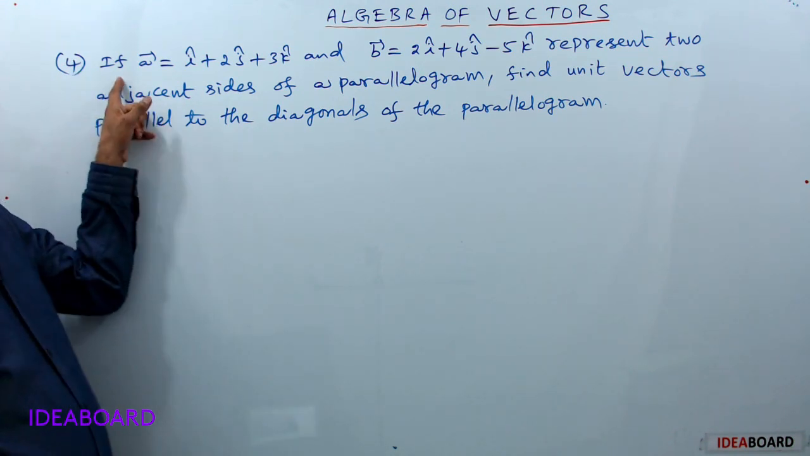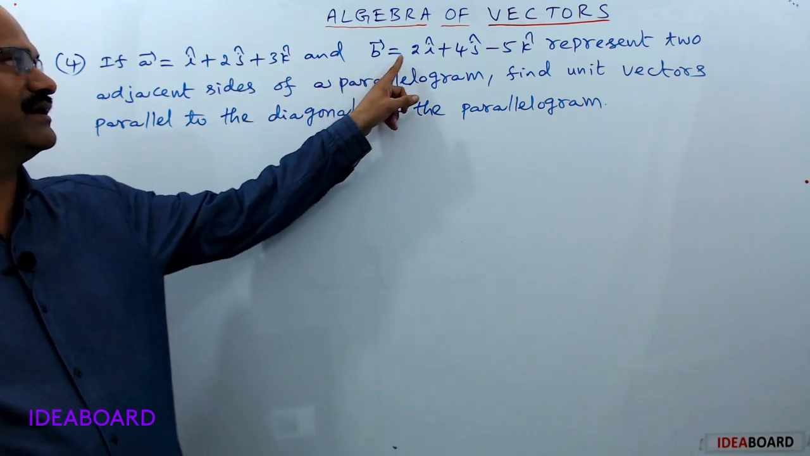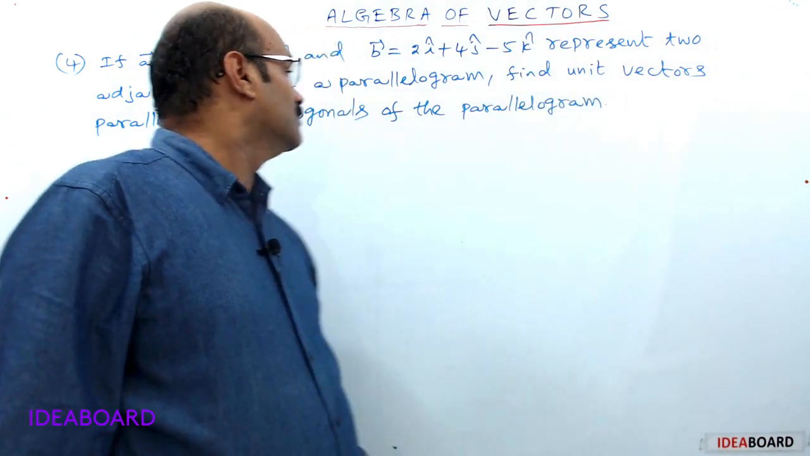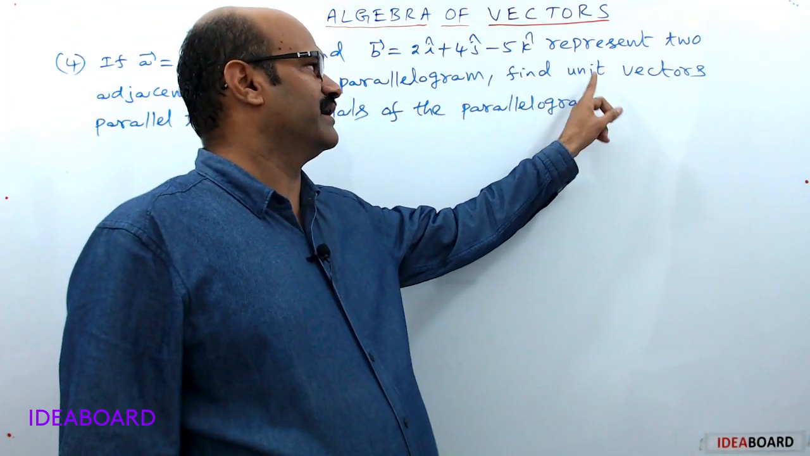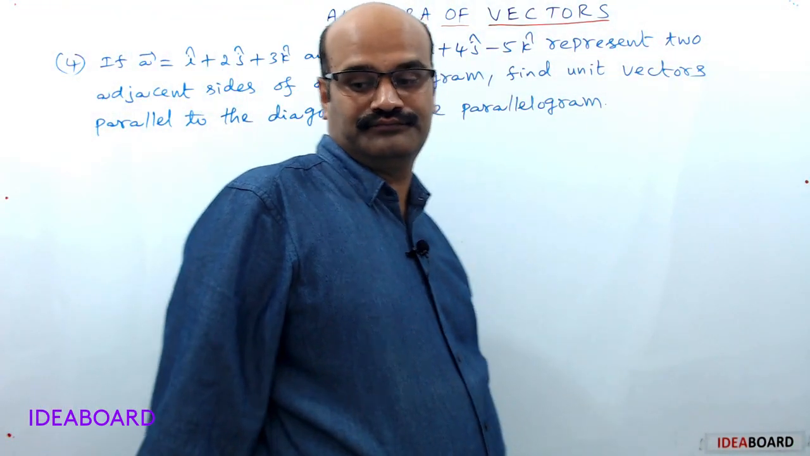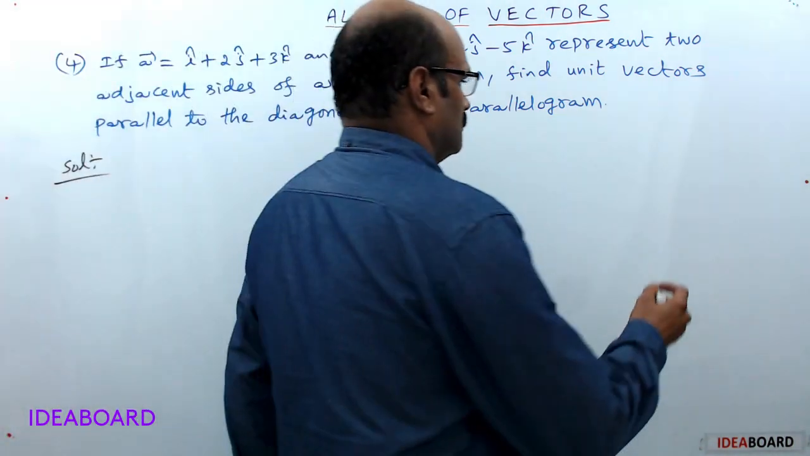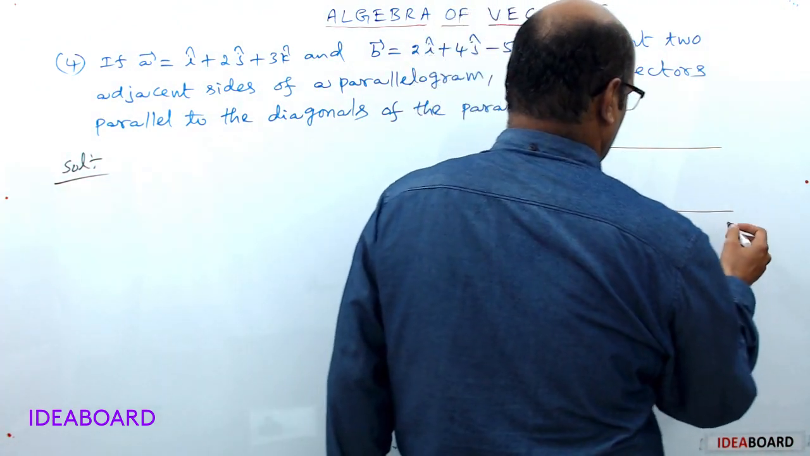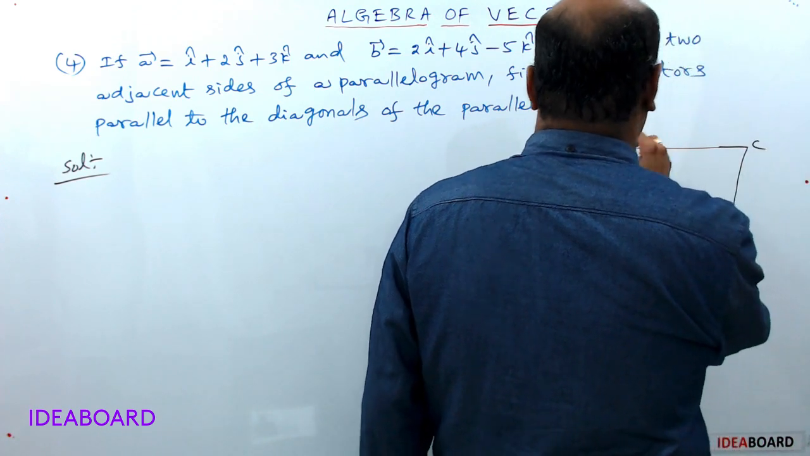Fourth problem. If a vector equal to i cap plus 2j cap plus 3k cap and b vector equal to 2i cap plus 4j cap minus 5k cap represent two adjacent sides of a parallelogram, find unit vectors parallel to the diagonals of the parallelogram. This is the parallelogram we have. A, B, C, D.